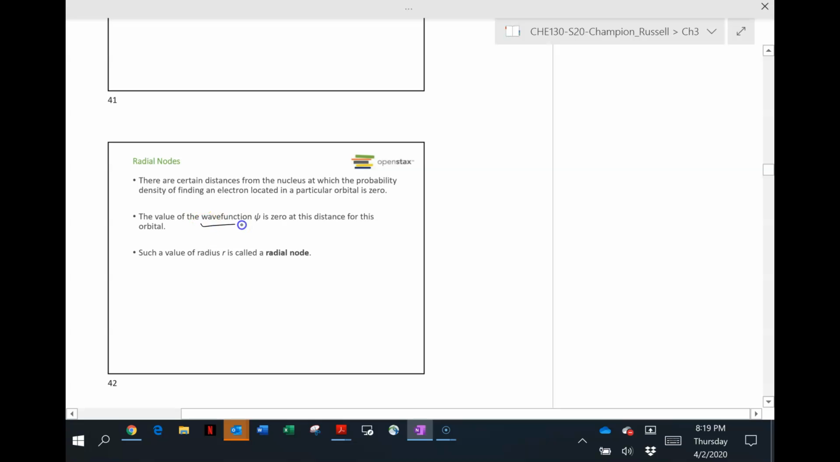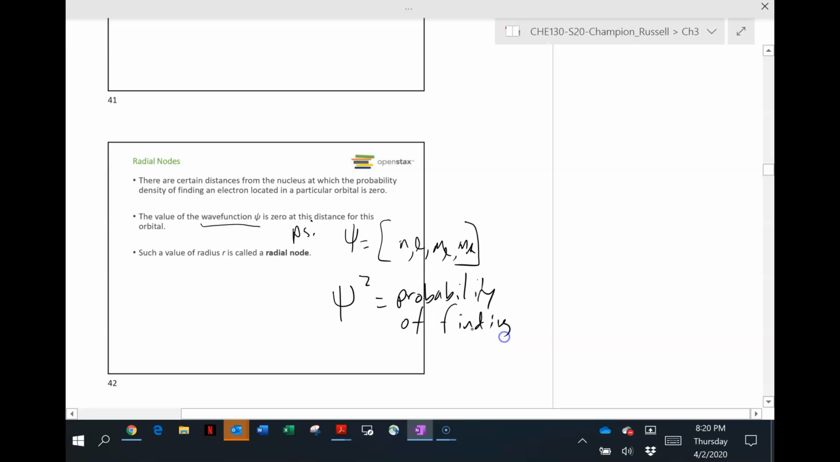Now, the wave function is what we use to describe the electron that we're thinking of as a wave. The wave function is usually thought of as being a product of some other functions that depend on n, l, m sub l, and m sub s, which are quantum numbers. And the square of the wave function, that's the Greek letter psi, by the way, that square is the probability of finding the electron in a given area. And then another thing to know is that the energy of the electron is going to be a function mainly of the n quantum number and the l quantum number.